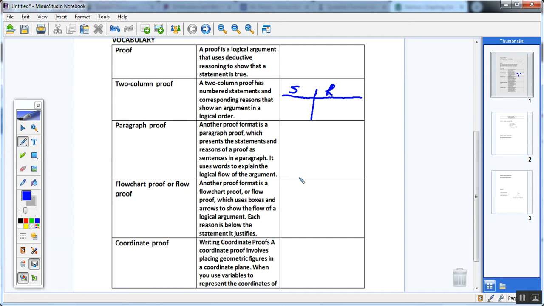Coordinate proofs. A coordinate proof is going to involve placing geometric figures in a coordinate plane, and we're going to use variables to represent the coordinates. So as an example, maybe you have the first quadrant of a coordinate plane here, and maybe in there we have a triangle. Okay.